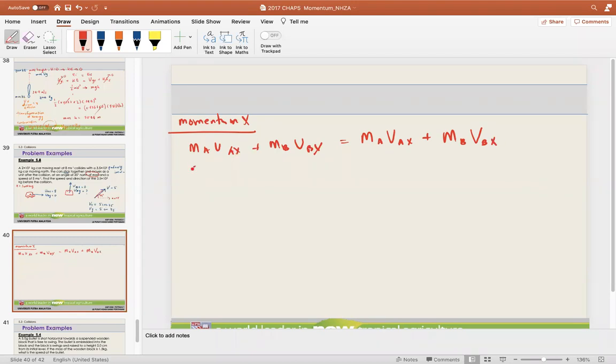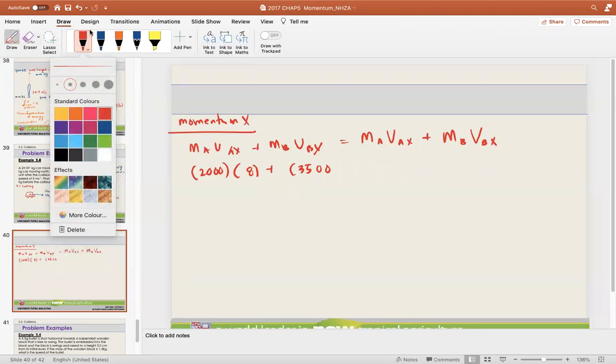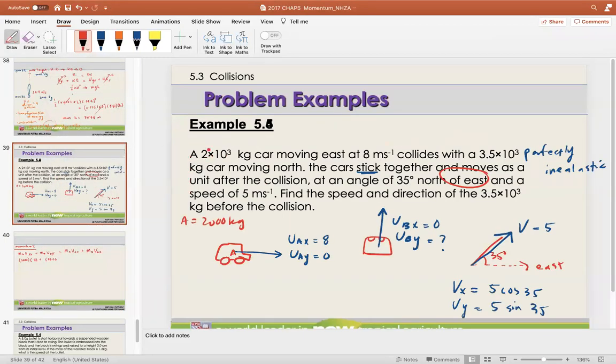Okay, UAX is 8. My mass is 2000. 8, and MB is 3000. No, it's 3500. Is it 3.5 times 10 to the 3? 1, 2, 3. 2500. Okay. Eh, jap, kenapa lagi rendah pula? Pelik eh. 2,000. Yang ni 3,500. Oh, betul lah. Saya ingatkan 20,000.